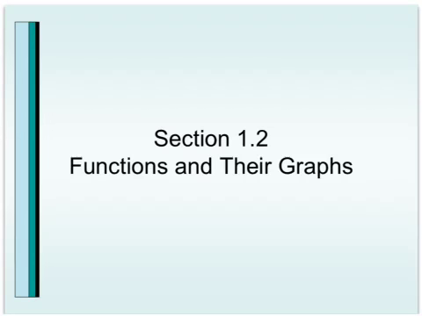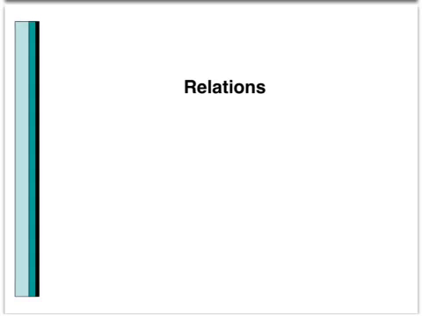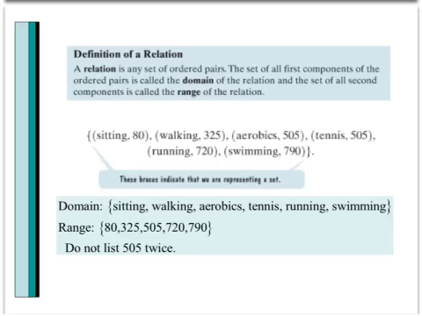Alright, this is section 1.2, functions and their graphs. First we're going to talk about relations. And here we have our definition of relation. It's going to be a set of ordered pairs. They don't always have to be numbers in our ordered pairs.